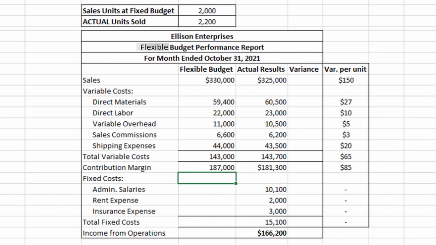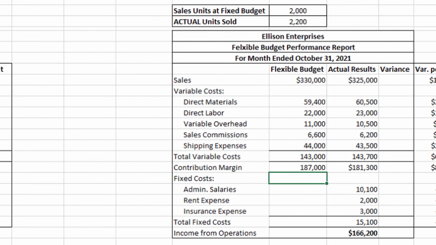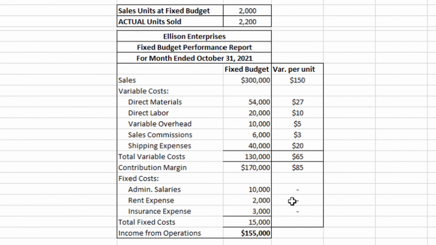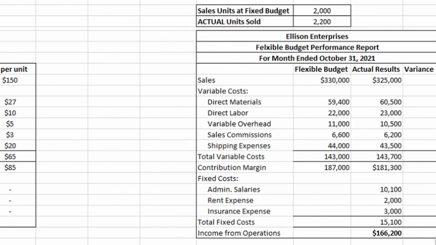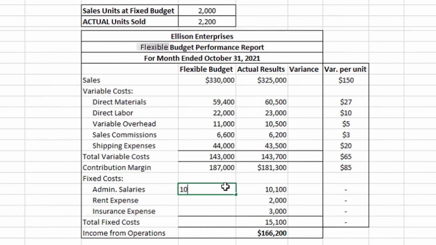of units sold doesn't make any difference. So we can use the exact same budget amounts that we used on the fixed budget. You can see here that the fixed costs are budgeted to be $10,000 for administrative salaries, $2,000 for rent expense, and $3,000 for the insurance expense. So we can copy those over to our flexible budget.